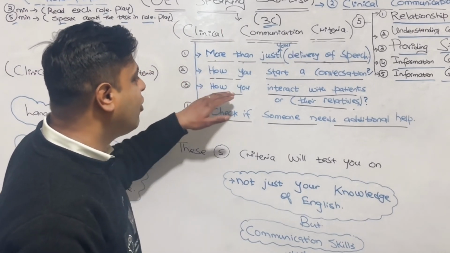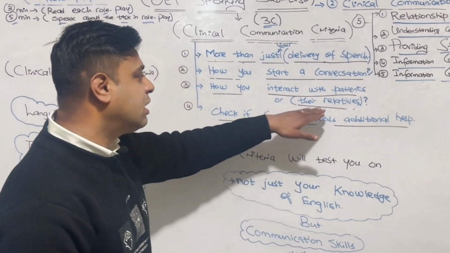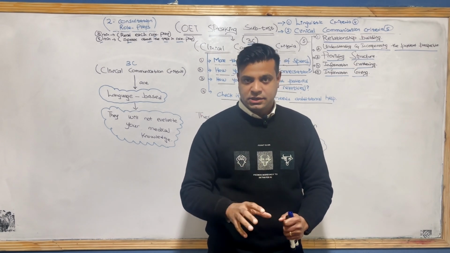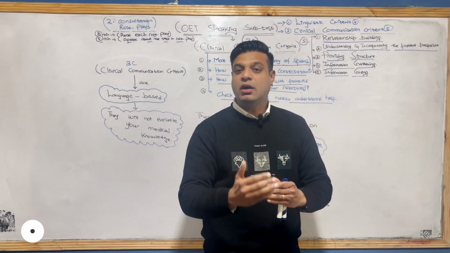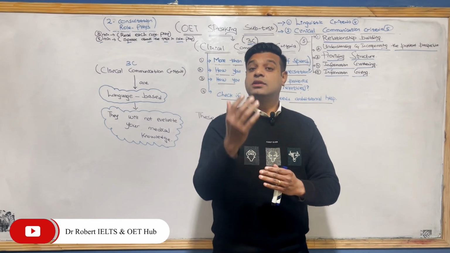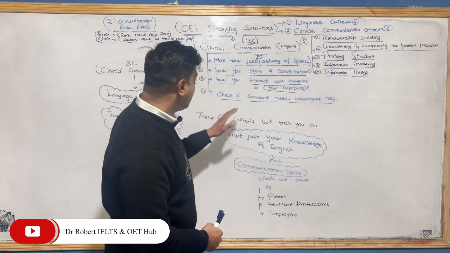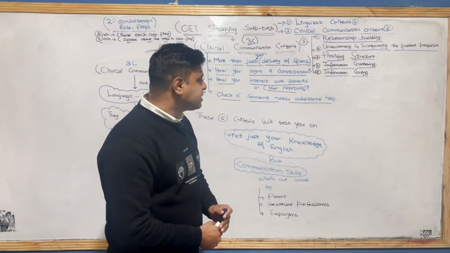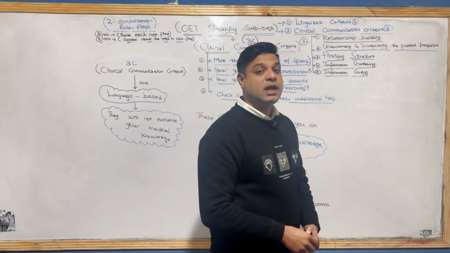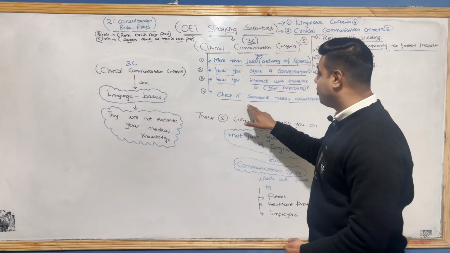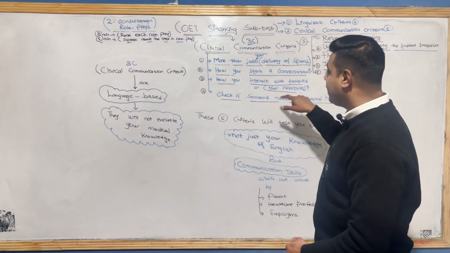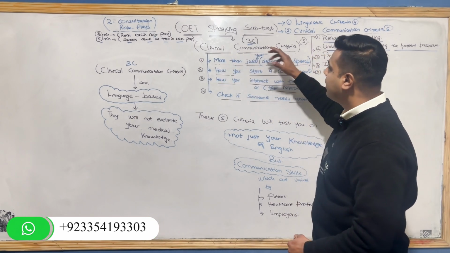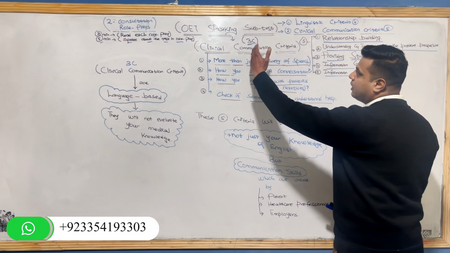The third one is how you interact with the patient or their relatives. It means: do you have the communication skills to interact with the patient or their relatives and answer their questions? The fourth one is you need to check if someone needs additional help. For example, if someone requires additional help regarding the scenario, you need to know what they are demanding in their condition. So these four things come in the clinical communication criteria. This is to give you the definition of 3C.